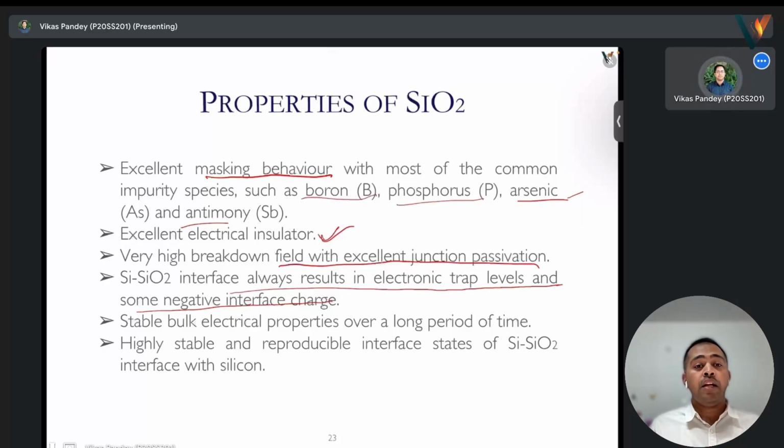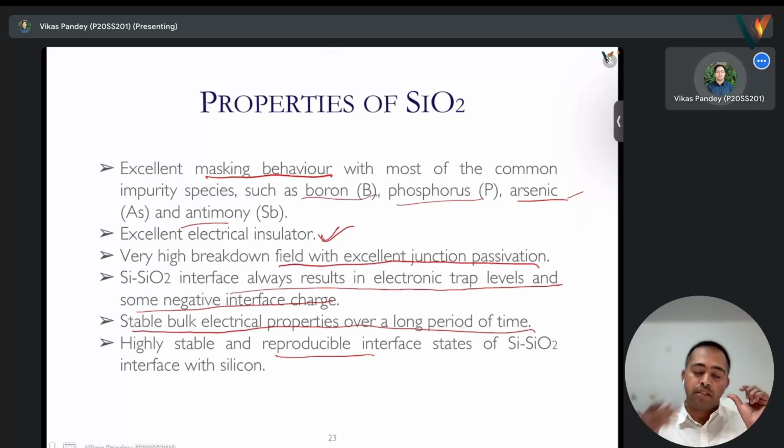Some charges are trapped and some negative interface charge is there, that leads to this good addition. It has very stable bulk electrical properties over a period of time, so it is not like today it is showing this breakdown field, some days later it will show something else. It has very stable material and electrical properties over a period of time, and a very stable interface, always the same. Very controlled growth can be done, and a very precise understanding of this interface is there. That is why this is very important.